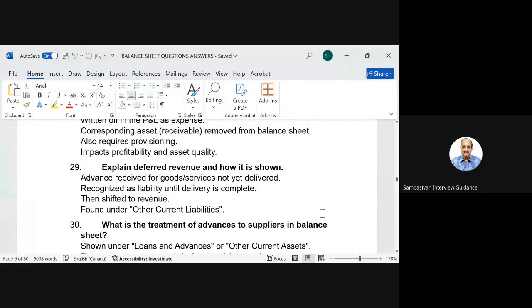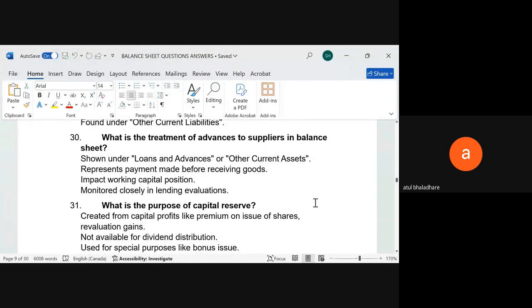29. Please read. Explain deferred revenue and how it is shown. Advance received for goods and services not yet delivered, recognized as a liability until delivery is complete, then shifted to revenue, found under other current liabilities. Question 30. What is the treatment of advances to suppliers in a balance sheet?